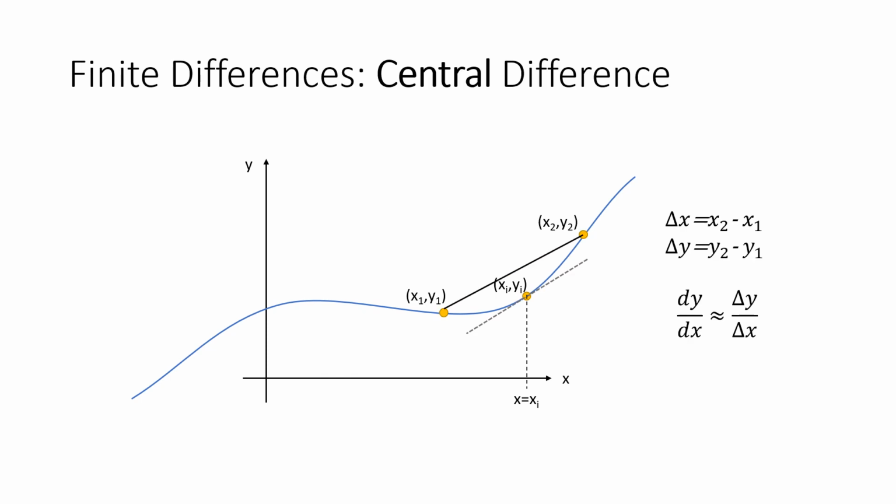First, we will look at the method of central differences. Here we take points either side of the position we want to find the gradient. In this case, x1, y1 and x2, y2 are used to approximate the gradient at xi.